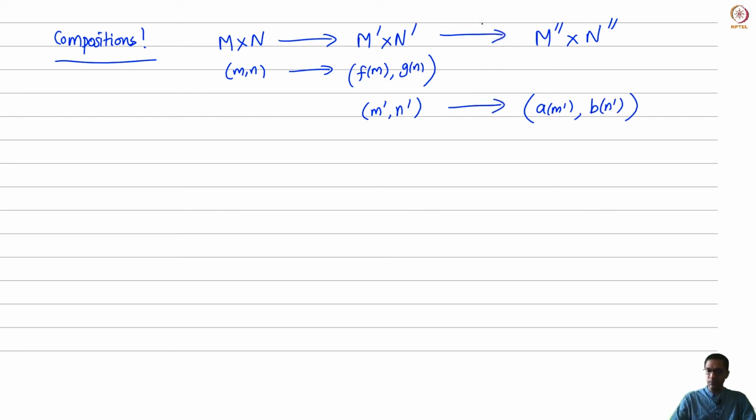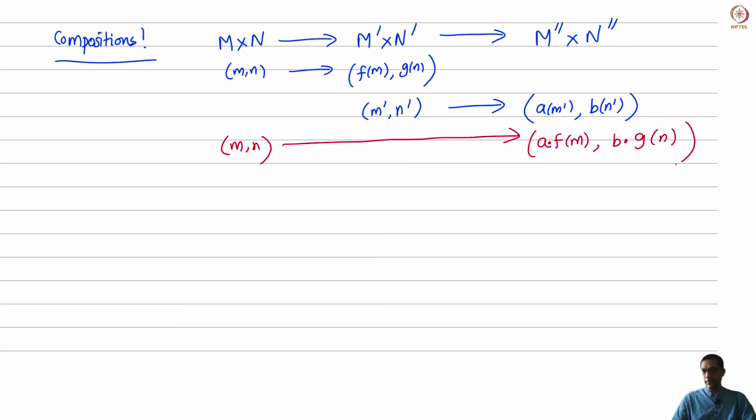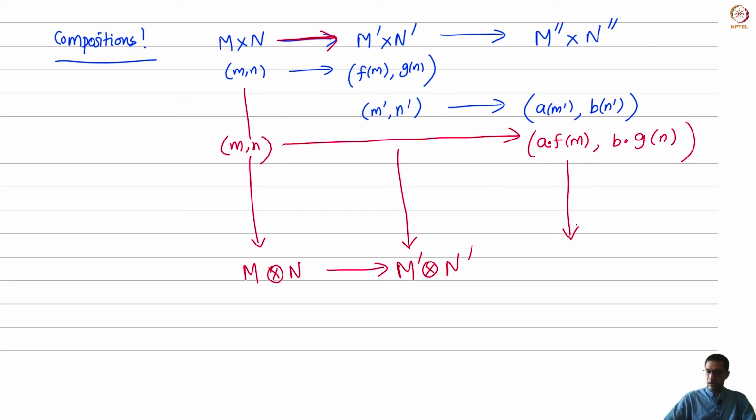Then observe that if you compose the two, what do you get? The full composition takes m, n and maps it to the composition of A with f, so it's A of f of m, comma, B of g of n. A and B here are maps, so it's just the composition of these arrows. Now recall how those things work at the level of the tensor product. Whenever I am given an arrow, let's do the vertical ones first, given this arrow from M cross N to M dash cross N dash, we said that defines a map between the tensor products. Similarly, there is a map like this.